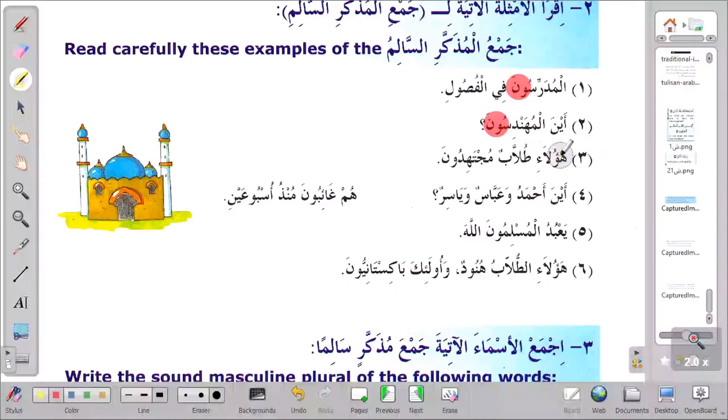Muhandisuna. هؤلاء الطلاب مجتهدون. You see, it is marfu. Those students are hardworking. أين أحمد وعباس وياسر. Where are Ahmad and Abbas and Yasir? هم غائبون. You see, غائبون is marfu. هم غائبون منذ أسبوعين, they have been absent since 2 weeks, from 2 weeks ago up to today. So that's how we say it. منذ أسبوعين.